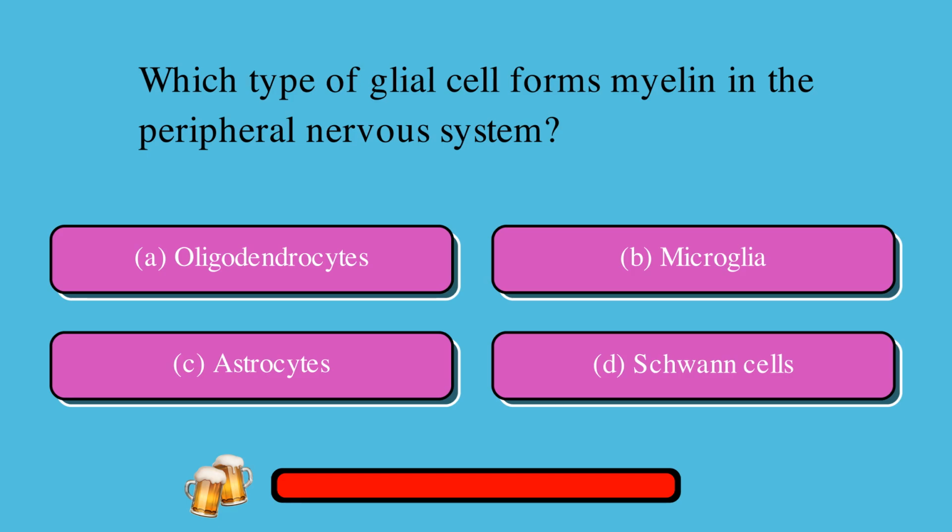Which type of glial cell forms myelin in the peripheral nervous system? A. Oligodendrocytes, or B. Microglia, or C. Astrocytes, or D. Schwann cells. The correct answer is D. Schwann cells.